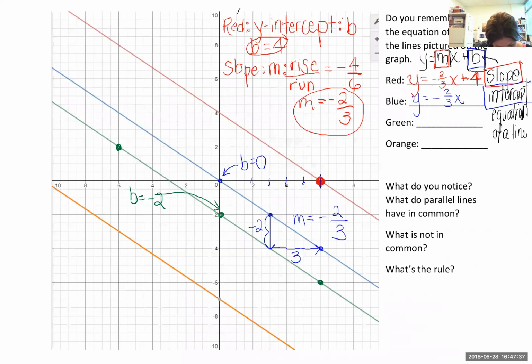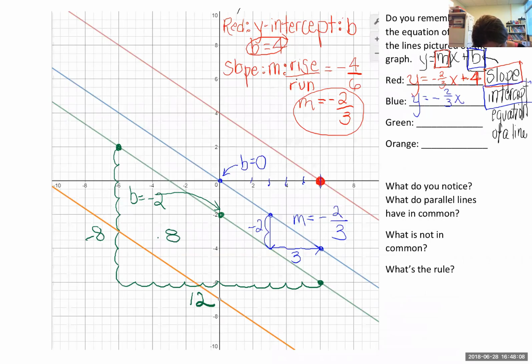So let's count this one. I'd be going down 1, 2, 3, 4, 5, 6, 7, 8. Okay, down 8. And over 1, 2, 3, 4, 5, 6, 7, 8, 9, 10, 11, 12. And I could go over 12. Okay, so that is a rise over run. So a rise of -8 because I went down 8, and a run of 12 because I went to the right. 12, right, is the positive direction.